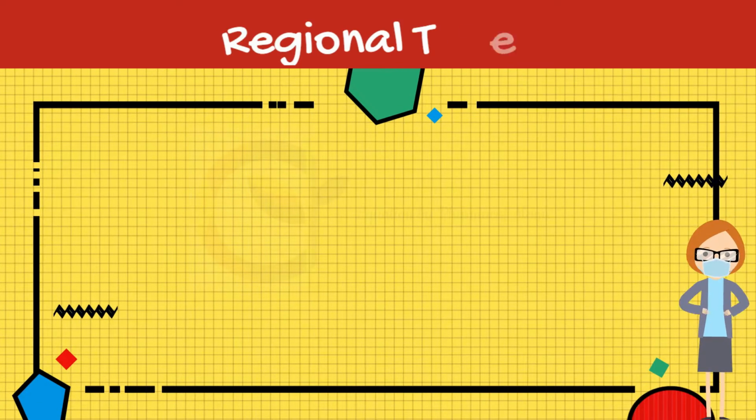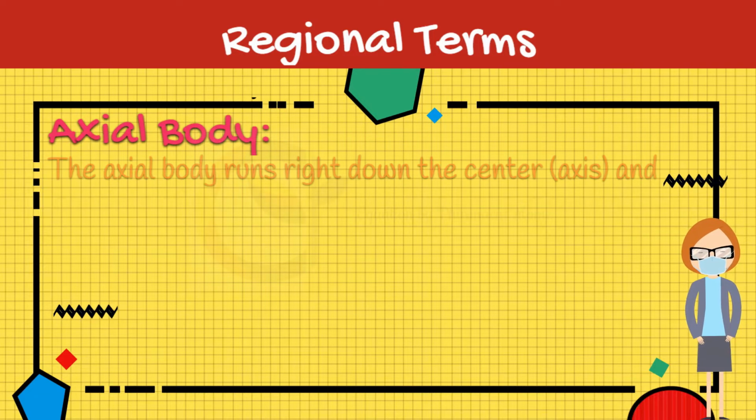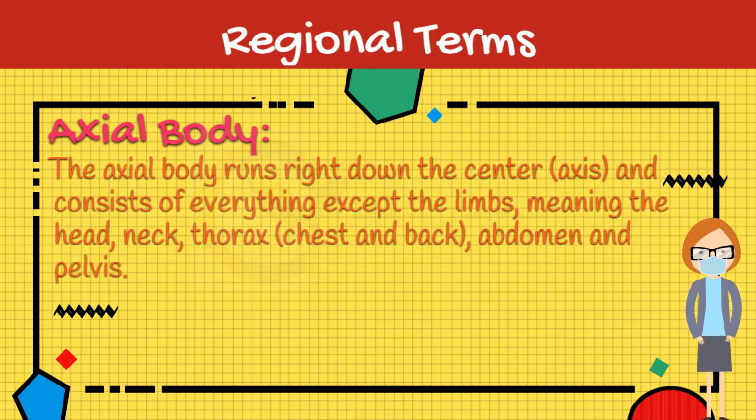Upcoming are regional terms. The various regions of the human body have certain terms to increase precision. These anatomical regions compartmentalize the human body. The body is divided into 2 major portions, axial and appendicular. We will learn the names of the axial and appendicular body's main regions in succession. The axial body runs right down the center or axis and consists of everything except the limbs, meaning the head, neck, thorax including chest and back, abdomen and pelvis.